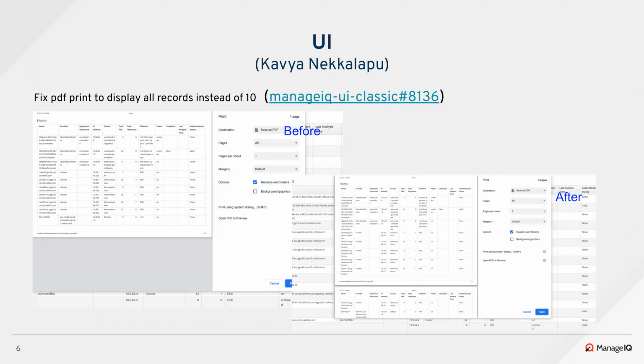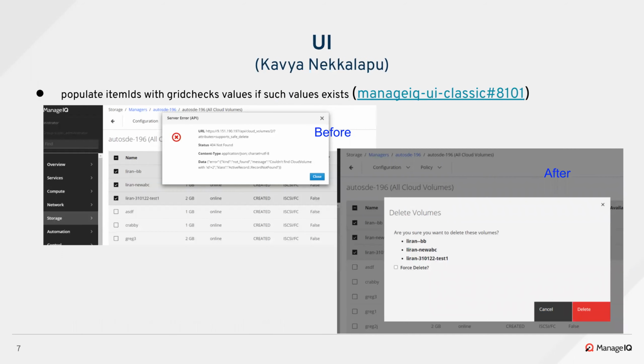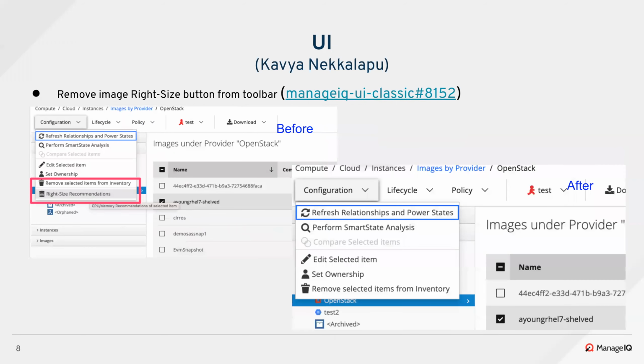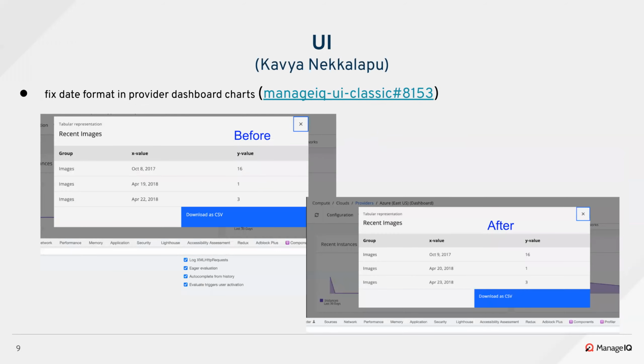Here, a fixed PDF print is only printing the first page, which contains approximately 10 records. So I fixed that bug here to print all pages and all records. Next one. AutoSD team fixed this bug: when Cloud Volume is opened from Storage Manager summary, deletion is not working. So they fixed that. Next one. A right size for image is not a valid scenario. So I removed that button altogether in the PR.